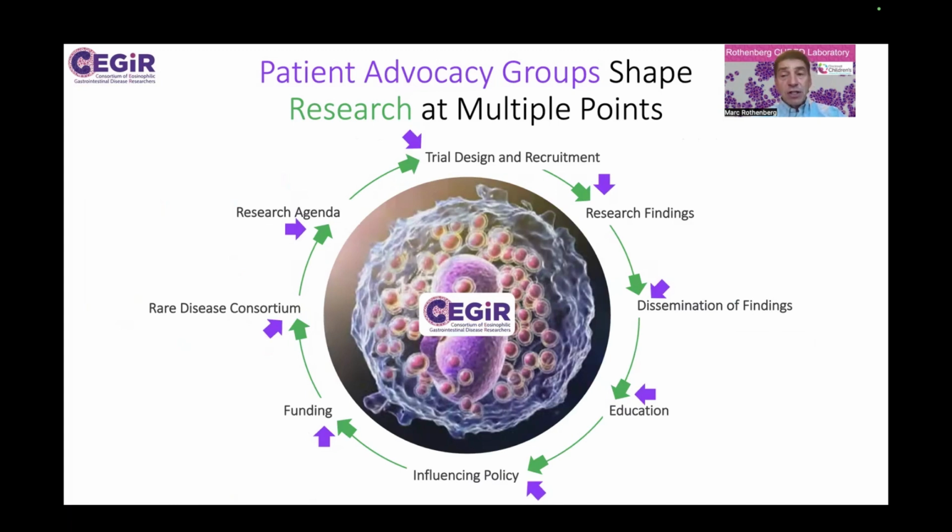Patients and organized groups such as CURED and APFED help us with trial design and recruitment. It helps us understand and disseminate the research findings, educates other medical professionals and the public about the findings, influences policy and funding decisions, interacts with the Rare Disease Consortium network at the NIH, and helps us shape the research agenda so that we make sure that the work of CEGIR is focused on meaningful research projects that are affecting and important to patients.